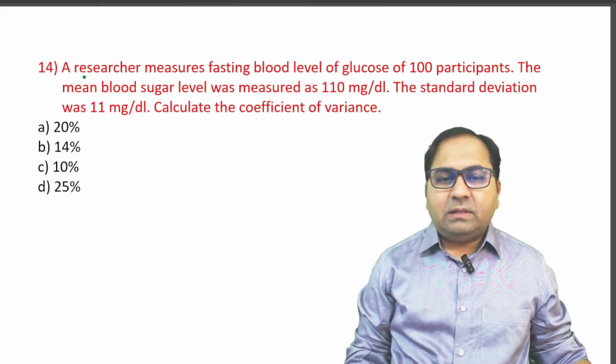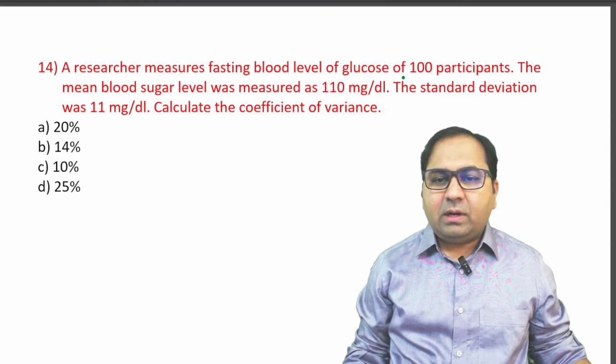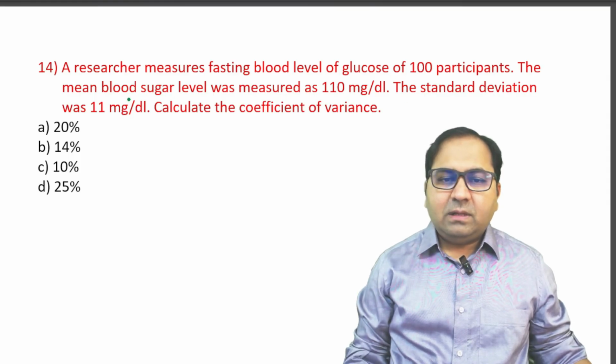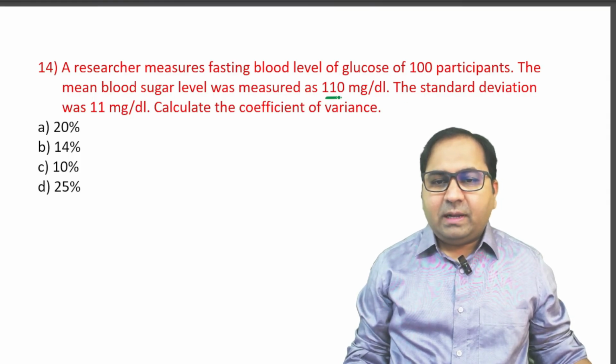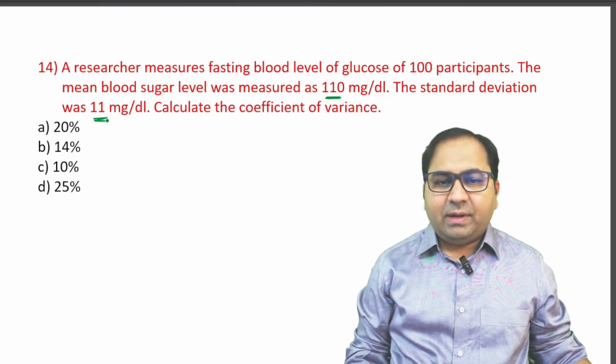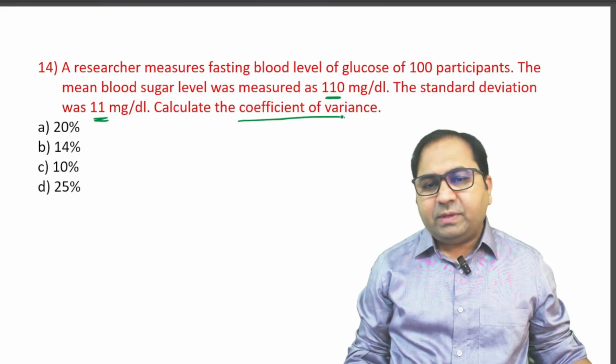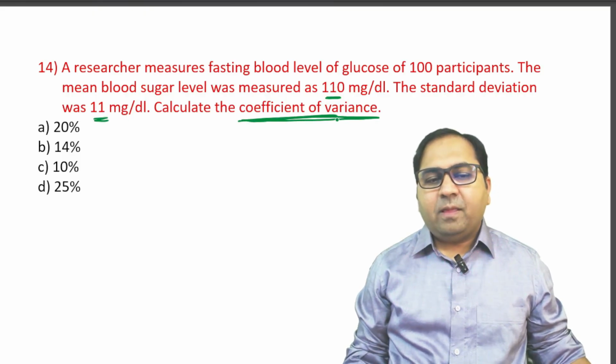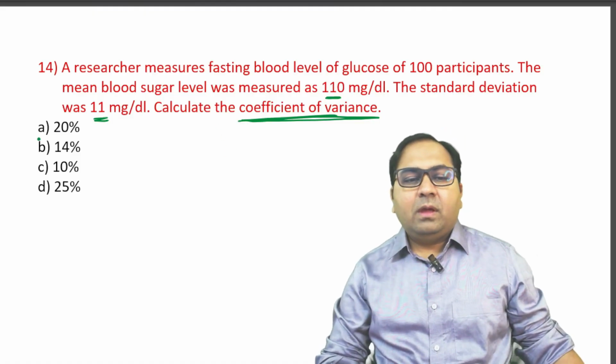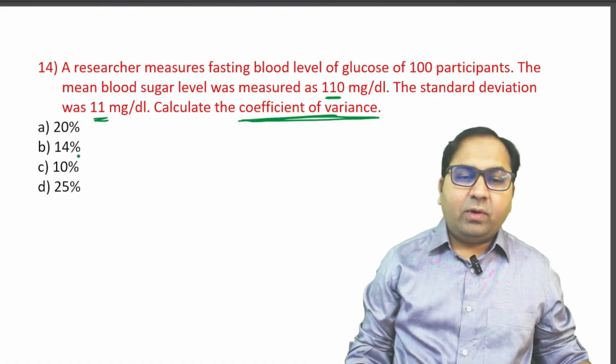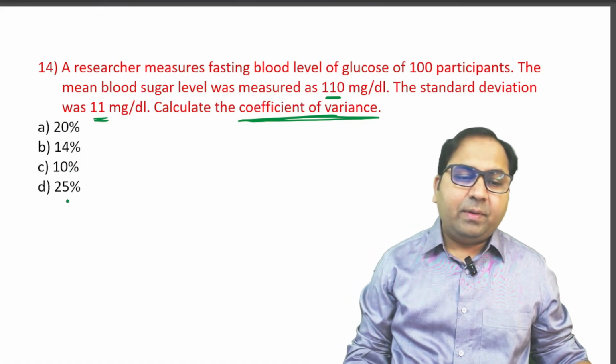Next question. A researcher measures the fasting blood sugar of 100 participants. The mean blood sugar was 110. The standard deviation was 11. Calculate the coefficient of variance. The options are A 20%, B 14%, C 10% or D 25%.